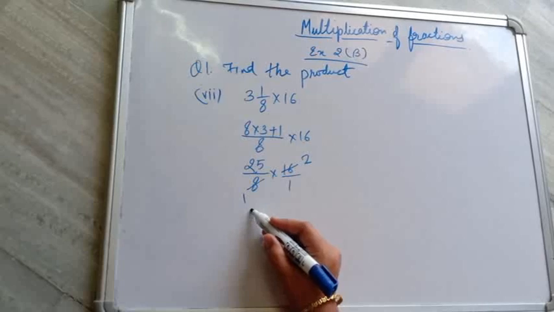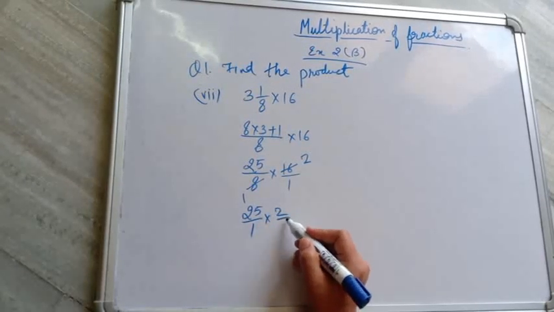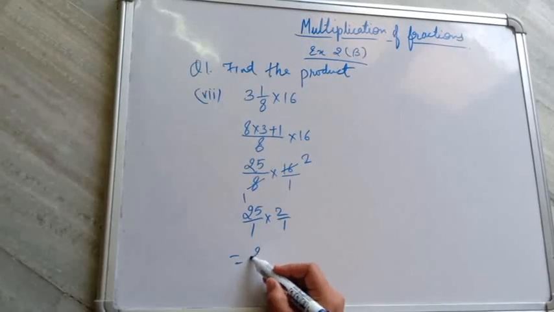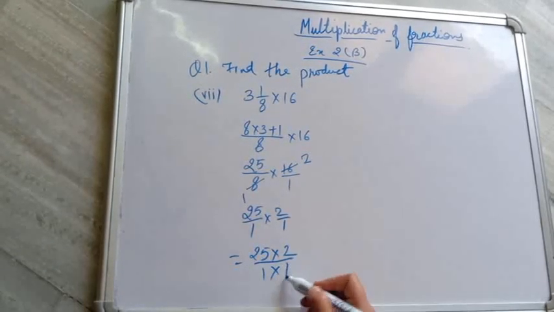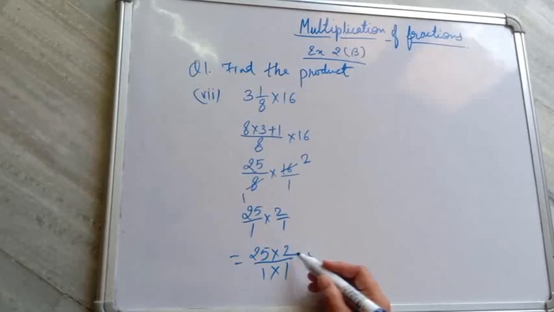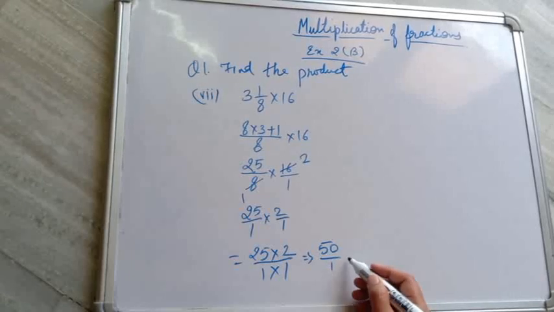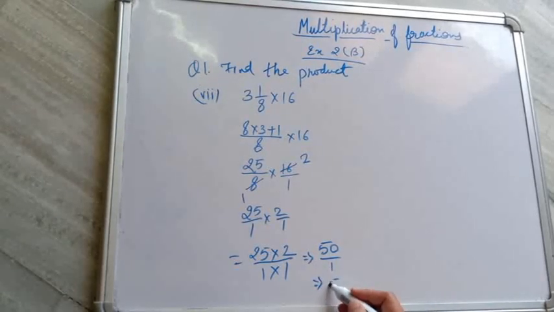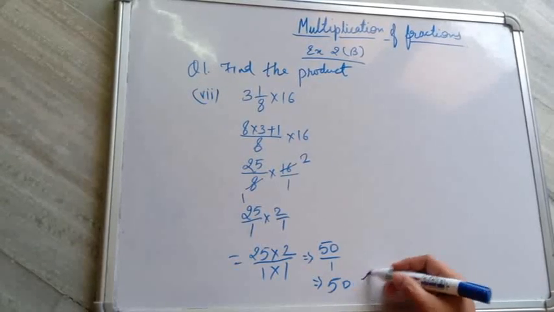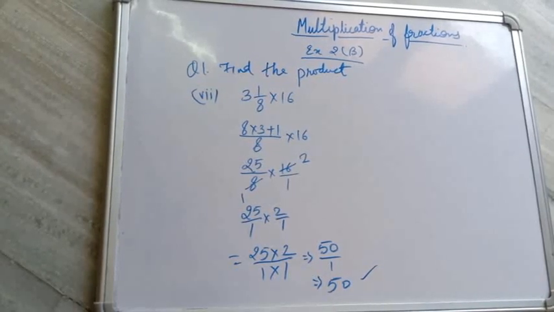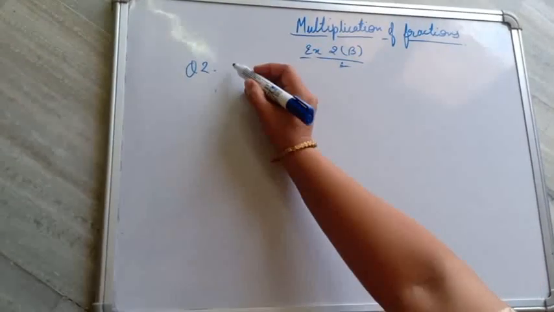Now what is left here? 25 upon 1 multiplied by 2 upon 1. That can be written as 25 multiplied by 2 upon 1 into 1. 25 2s are 50 and 1 into 1 will be 1. You can write it as only 50. Question number 2 is simplify.